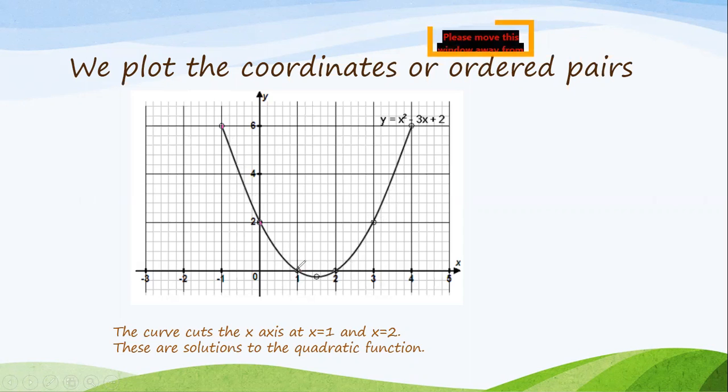So the points where the curve cuts the x-axis, because this is the x-axis, are the solutions to your quadratic equation. So meaning that in this case, the solutions are x equals 1 and x equals 2, because the curve cuts the x-axis at the points x equals 1 and x equals 2, as you can see. So basically, this is how we solve quadratic equations using the graphical method and also the method of factorization.